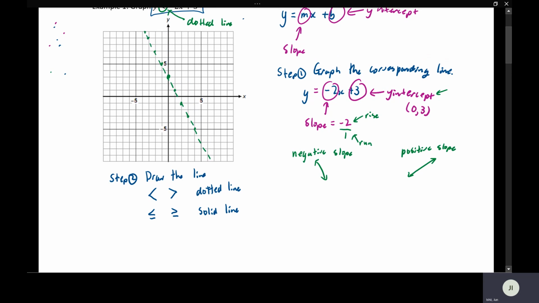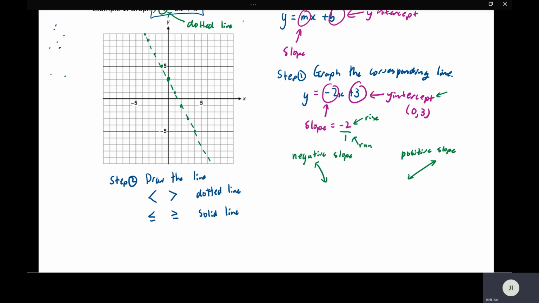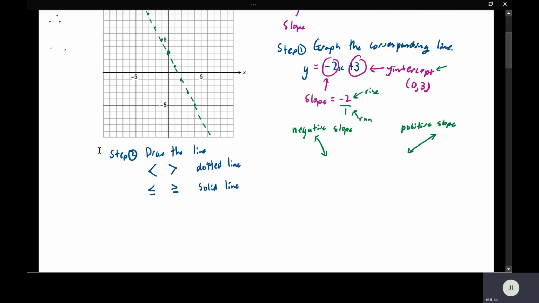Okay, so we're not quite done yet. We've drawn in the line. Now what we need to do is shade in what we call the true region. What this line does is it actually splits the grid into 2 pieces, one on the left, one on the right side. One of these sides is what they call the true region. The other side will be the false region. So one side will be shaded in, the other side will not.